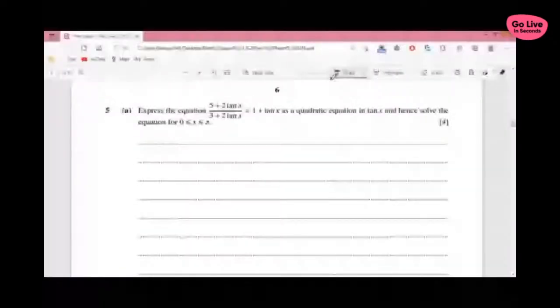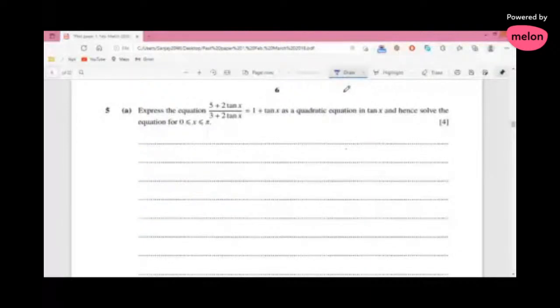This is a CIE past paper 1 question from February/March 2018. The question states: express the equation (5 + 2 tan x)/(3 + 2 tan x) = 1 + tan x as a quadratic function in tan x, and hence solve the equation for x between 0 and pi. That means x is between 0 and 180 degrees.